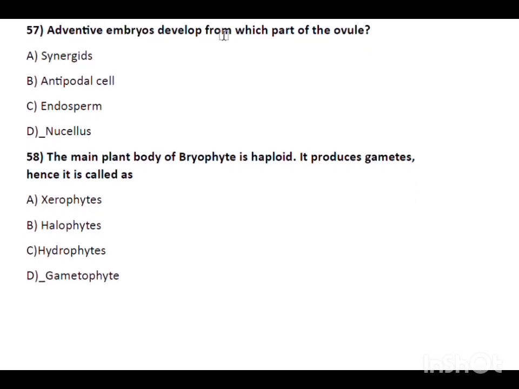Then question number 57. Adventitious embryos develop from which part of the ovule? Option A synergid, option B antipodal cell, option C endosperm, option D nucellus. The correct answer is option D nucellus.